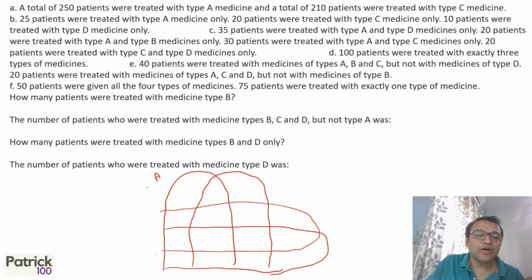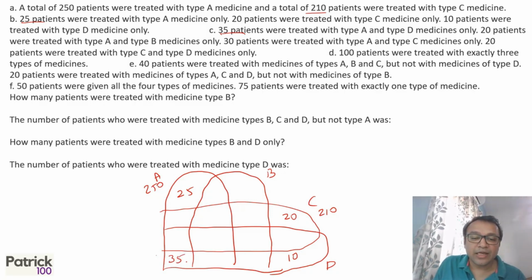A total had 250 patients of type A, and a total of 210 patients for type C. So 250, 210. 25 patients were treated with type A medicines only. And 20 patients with type C medicine only. 10 patients with type D medicines only. Now 35 patients were treated with type A and type D medicines only. So A and D will give you 35. You should know where. This is A, D, the common area of A and D, which is 35.